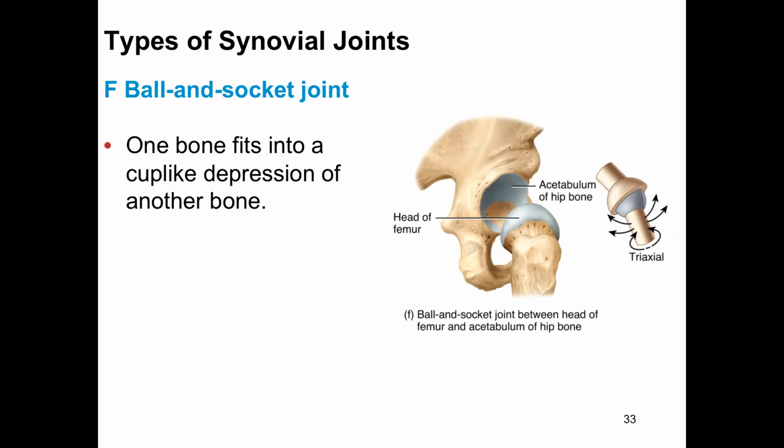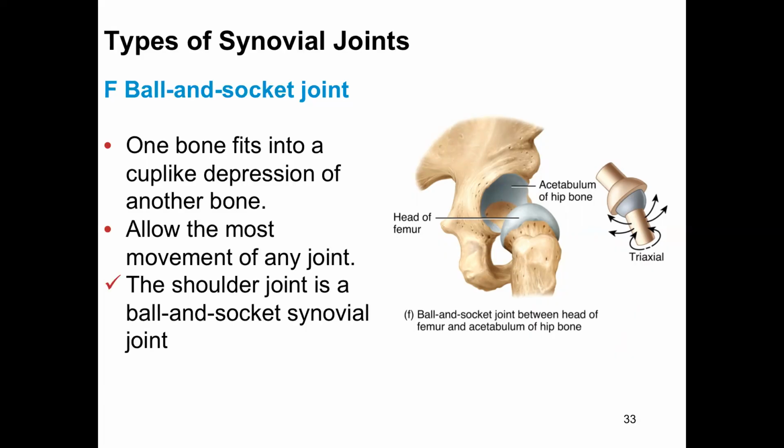So one bone fits into a cup-like depression on the other. It has the most movement of any other type. So the shoulder joint is also a ball and socket, and here you can see the hip, all right?